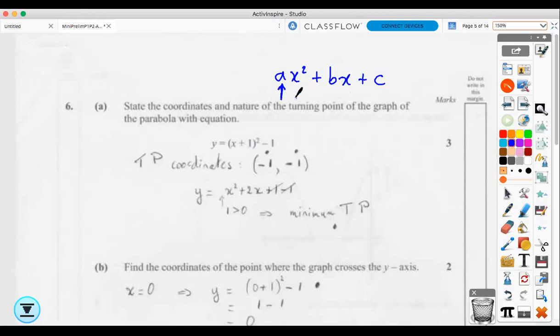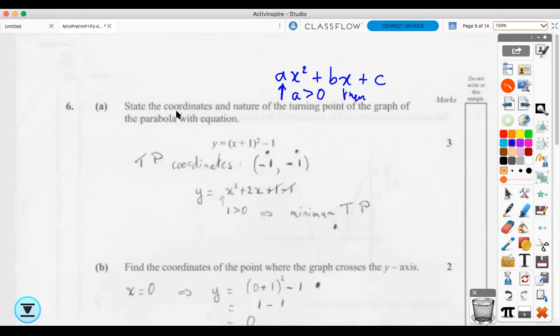If a is positive, then you've got a smiley face. So that means you're going to have a minimum turning point. Whenever a is positive, you're going to have a minimum turning point. So just saying minimum turning point would have given you 1 mark. Just mentioning that. So now how do I know that a is positive?